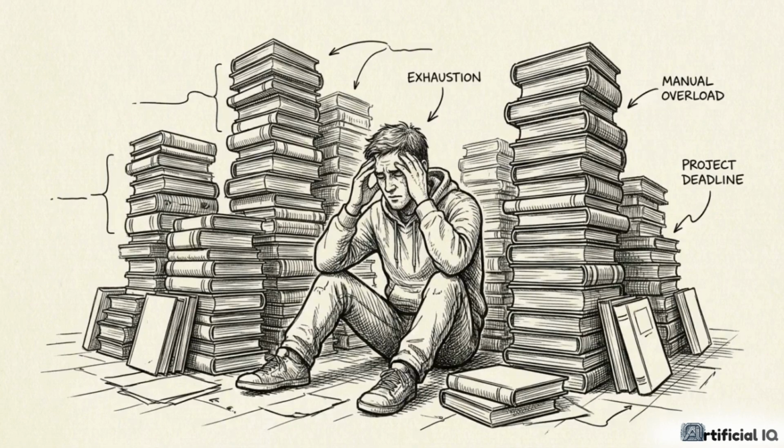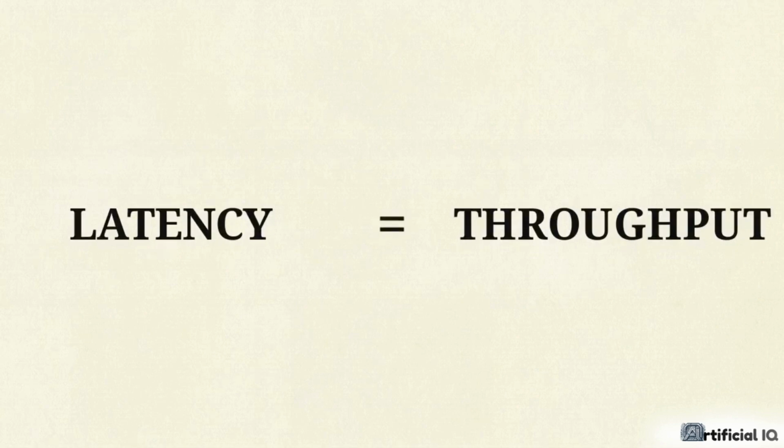Engineers will typically spend the next 2 weeks chasing optimizations that have nothing to do with the model's weights. They fail because they operate under the assumption that latency and throughput are the same metric.